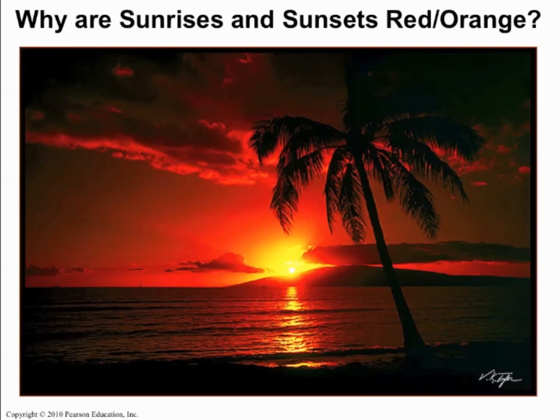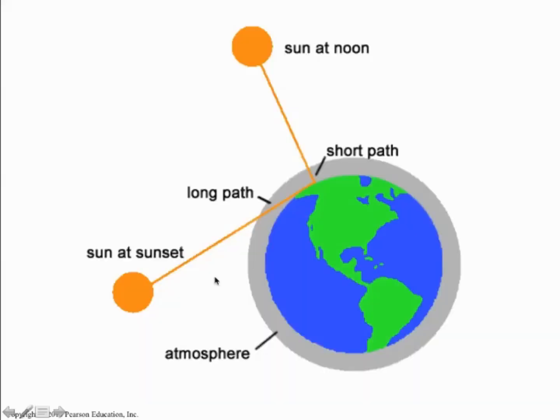Why are sunrises and sunsets red and orange? Well, it helps to think of the path that the sun makes through our atmosphere on its way to the surface of the planet. All right, so let's take a look at why the sunlight is red at sunset. If you look at this image here, we see a picture of the Earth, and then we see the sun at noon, and the sun at sunset.